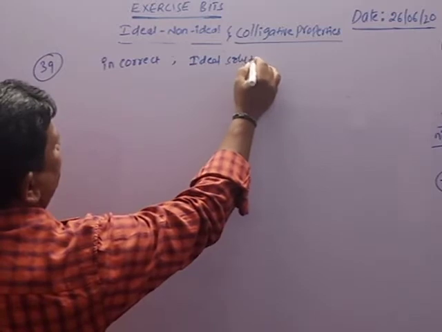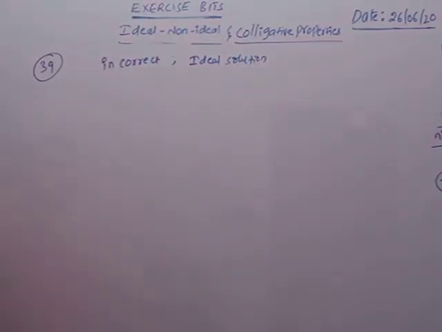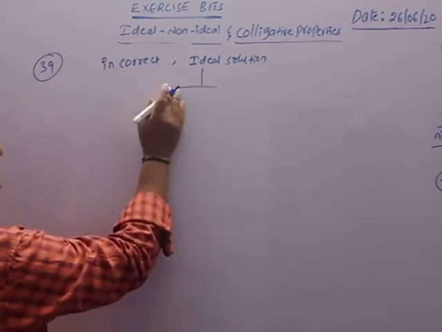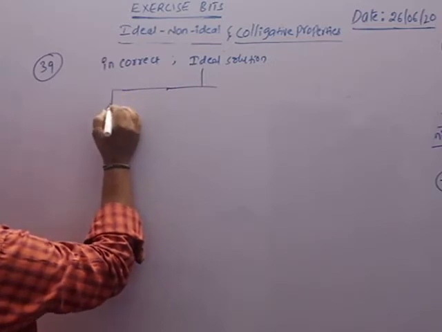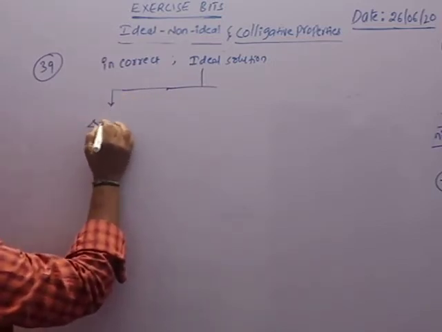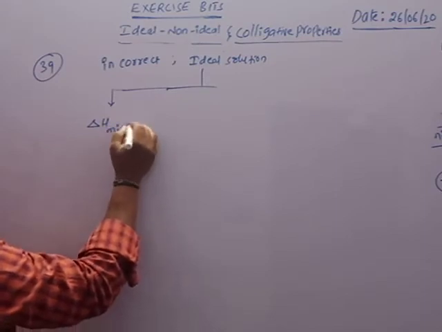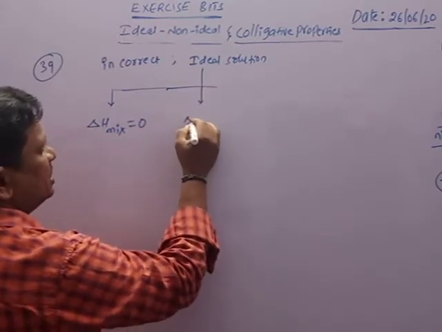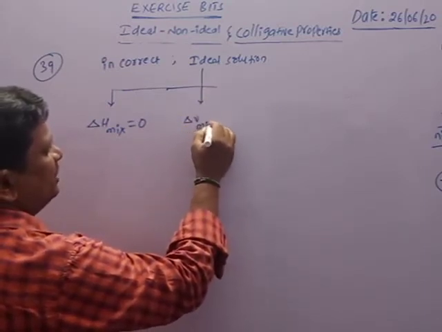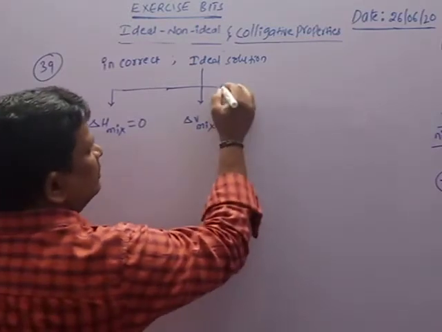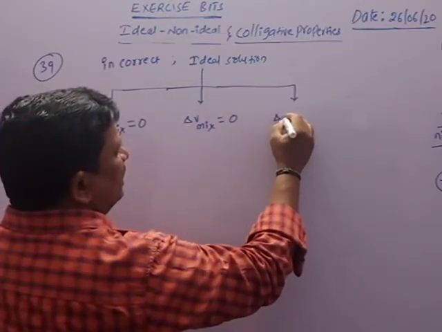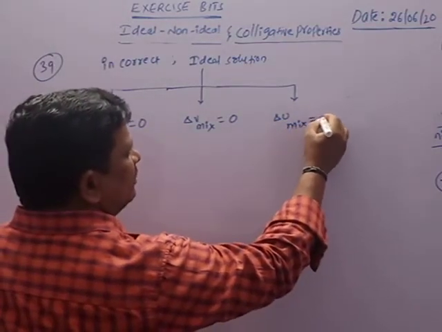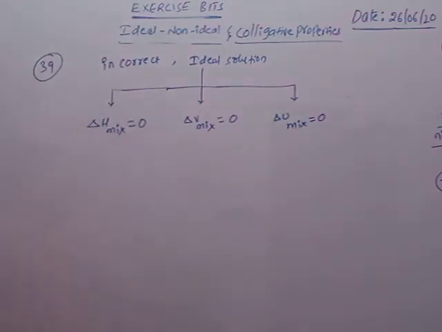Actually, in ideal solutions, the change in enthalpy of the mixture, delta H mixture, is equal to 0. Same as the change in volume of the mixture, delta V mixture equal to 0. Same as internal energy, U, delta U mixture equal to 0.